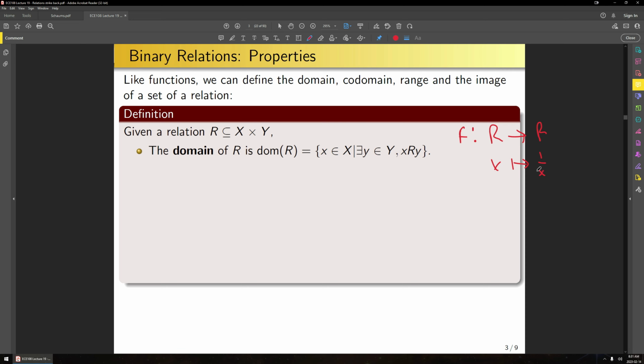Because when you plug in 0, you divide by 0, right? But this is now a relation, and the domain of this relation would be, in this case, equal to all real numbers other than 0. So just subtract off our 0 set. And those are set brackets. There you go. Okay. So that's the basic idea here.